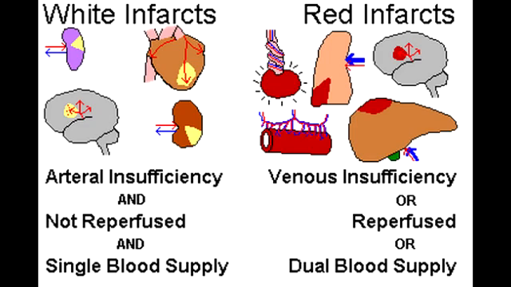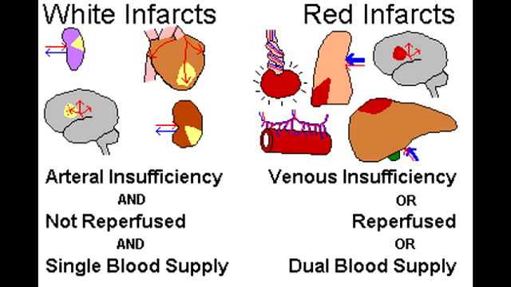Infarcts, red versus pale. What is another name for red infarct? Another name for red infarct is hemorrhagic infarct. What is another name for pale infarct? Another name for pale infarct is anemic infarct. Where does red or hemorrhagic infarct occur?